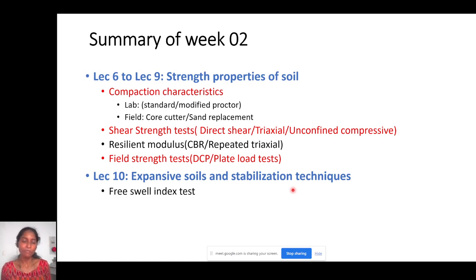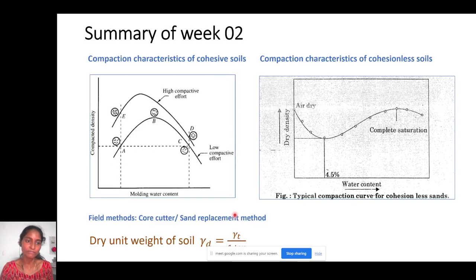So now in the upcoming 5 to 10 minutes, we'll briefly go through all these things once. Then we'll move forward to solving the numerical questions.